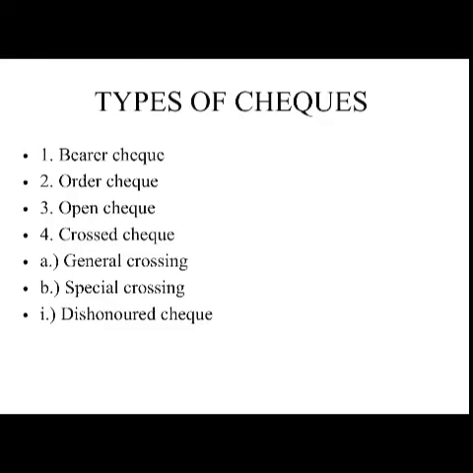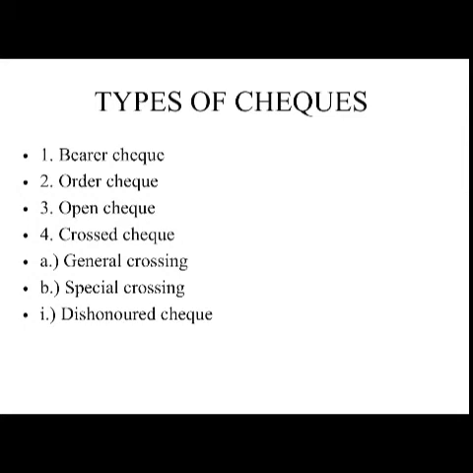Okay, so when you talk about a crossed check, this is a check that has two parallel lines drawn across the face, with or without words in between those lines written in parallel on the check. When you talk about this crossed check, it has two types under it. We have the general crossing.